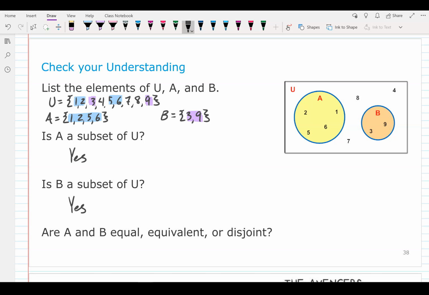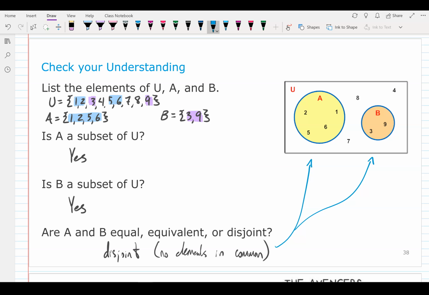Well, what do you think it is? I'll give you 5 seconds. 5, 4, 3, 2, 1. It's disjoint. A and B have no elements in common. That's pretty obvious. If you look at the Venn diagram, look how separate they are. They're not touching each other at all. They're not intersecting. They're not unioning. They're totally separate from each other, so they're disjoint.